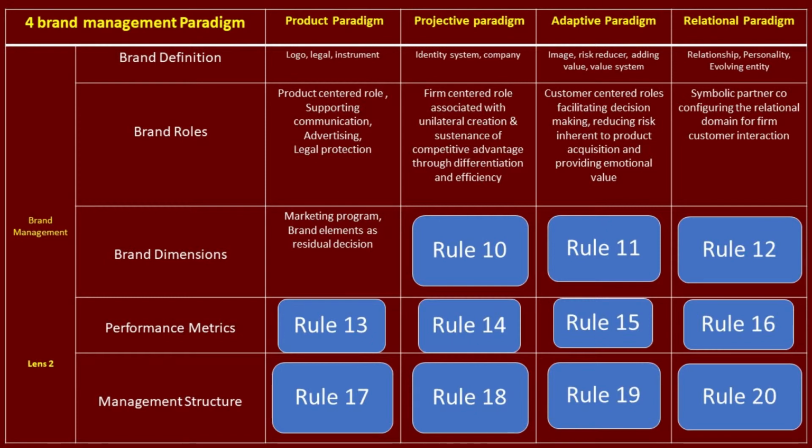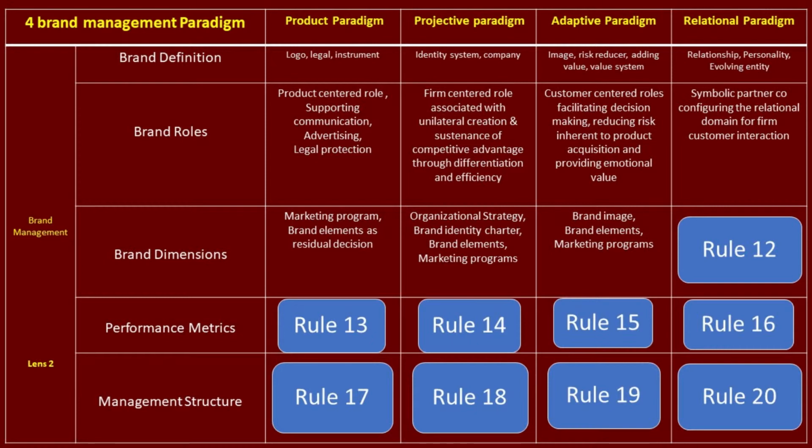Rule 10 says organizational strategy, brand identity charters, brand elements and marketing program are the dimensions on which strategy is based upon when marketing vision is based on projective paradigm. As per Rule 11, brand image, brand elements, and marketing programs are the dimensions on which strategy is based upon when marketing vision is based on adaptive paradigm.